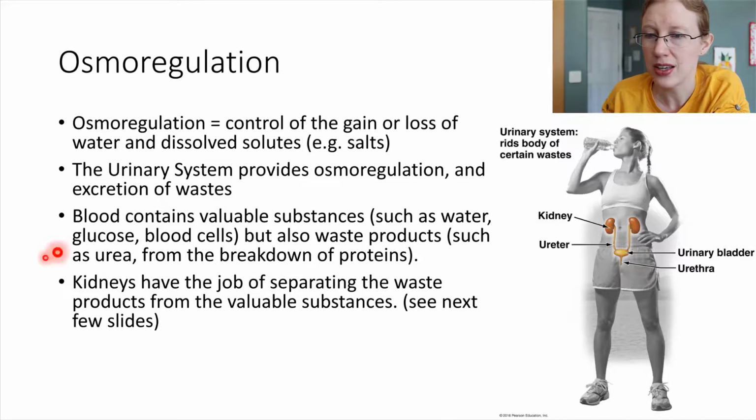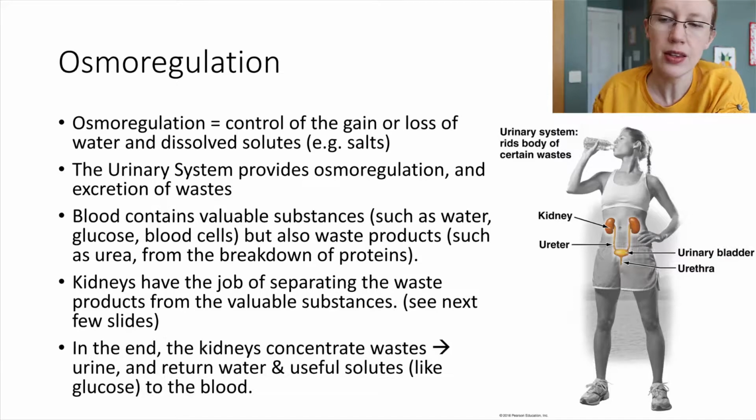I am going to show you some details of how the kidneys do this, just because it's kind of interesting. In the end, what I'd like you to know as the takeaway is that the kidneys do concentrate the waste products. Those leave in the urine. And the kidneys also recollect water and valuable things like glucose, and they return those back to the blood. So kidneys do both these things: hold back valuable things, get rid of the wastes.